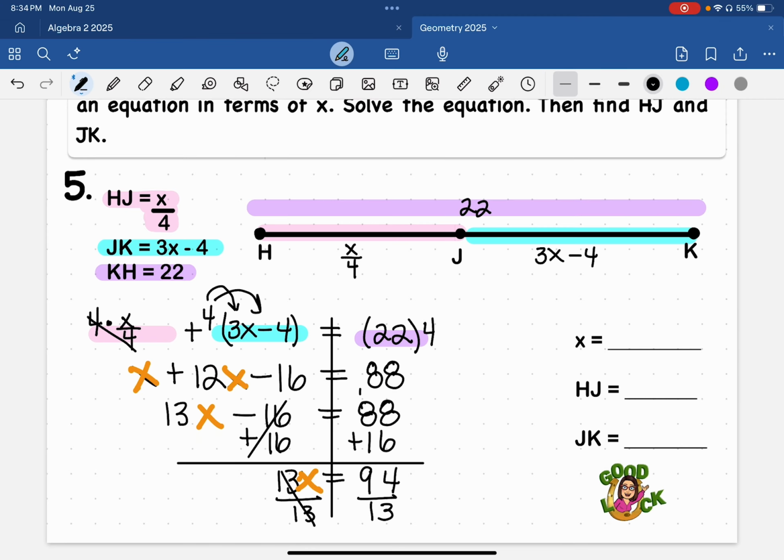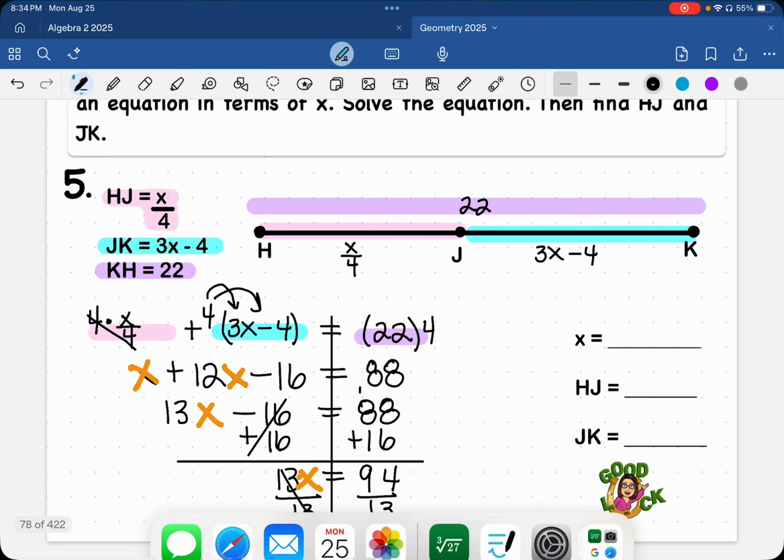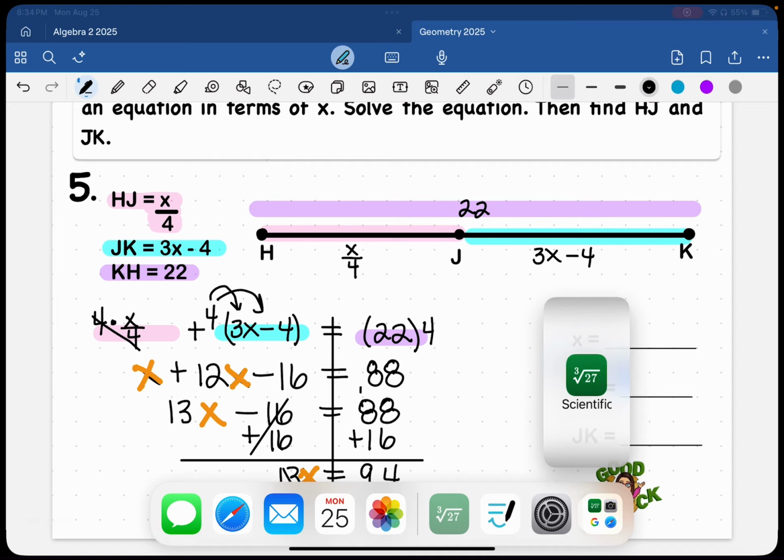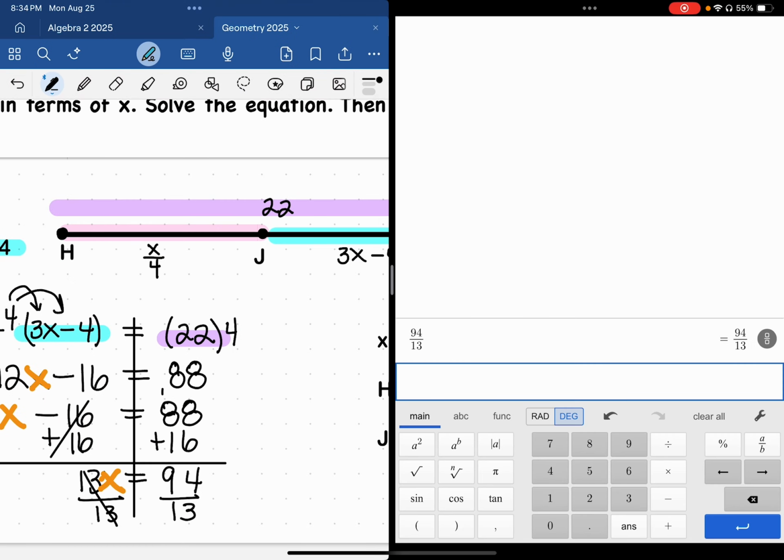Okay, let's see if I remember how to do this. I used to be able to split my screen. Perfect. Let me see what I did wrong. 88 plus 16. There it is. I added incorrectly. I forgot to carry the 1. 104. Let's try 104 divided by 13. That's better. X equals 8.